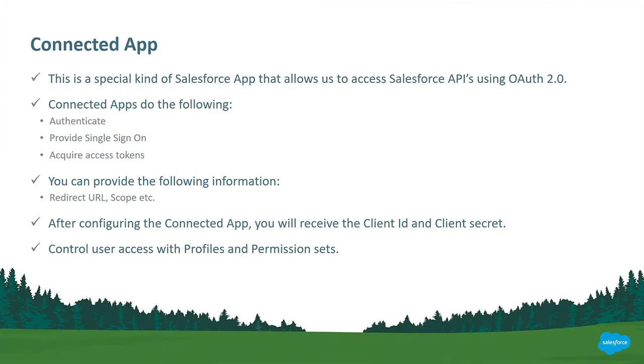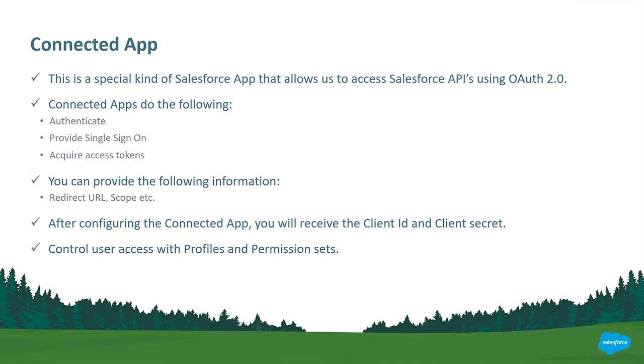So before we jump into what OAuth is, we need to understand the concept of a connected app. Salesforce has a special kind of app called a connected app, and this is used to facilitate OAuth. Connected apps basically allow you to do authentication, perform single sign-on, and also get the access tokens which are required for OAuth to be in place.